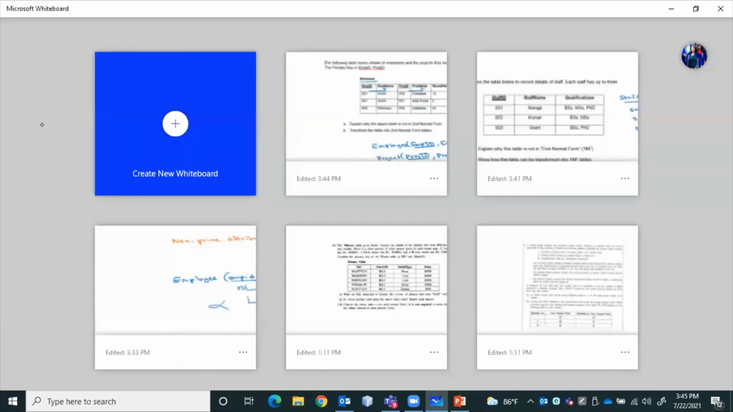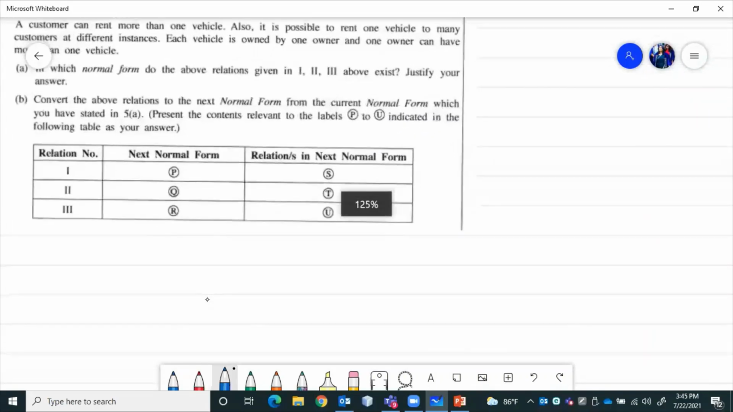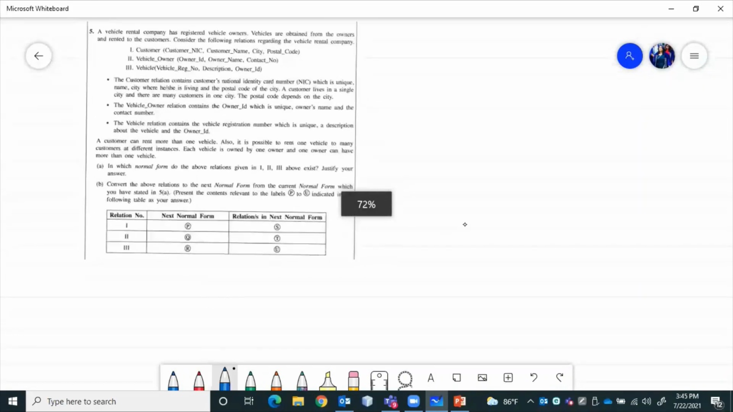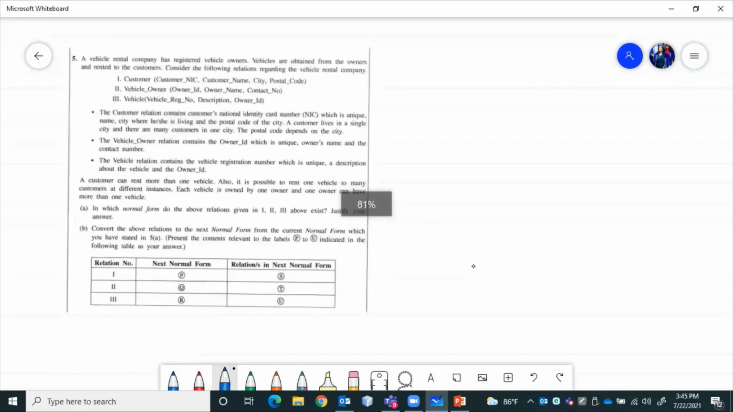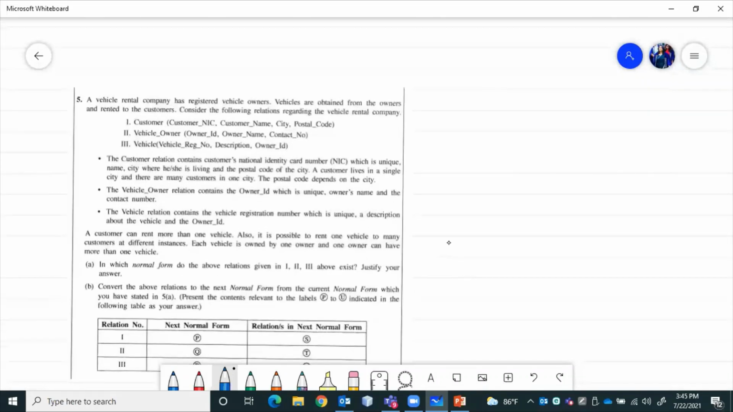Okay, let's move to the 2019 question. I think this is the 19 one. I can't remember exactly. Yeah. Okay. So here you might feel like they have given a longer description, but when you read it, there is nothing much available in the description.